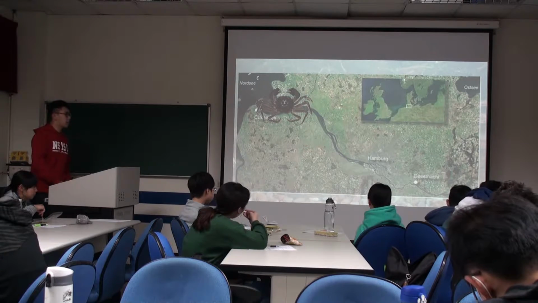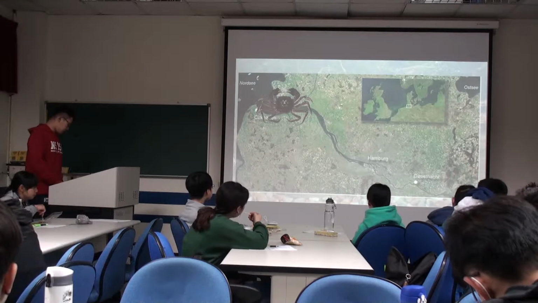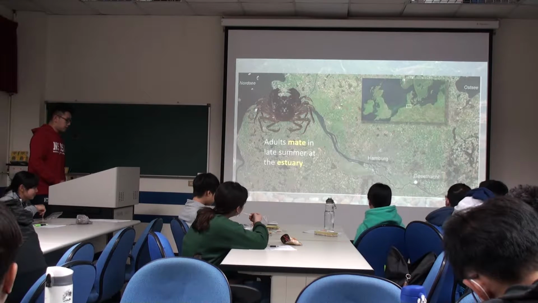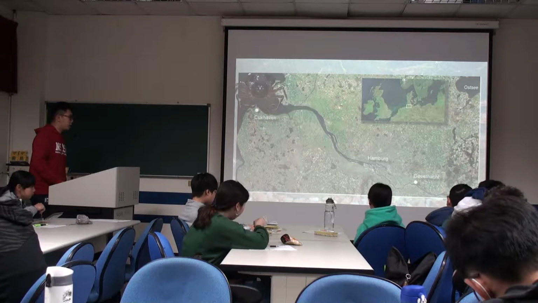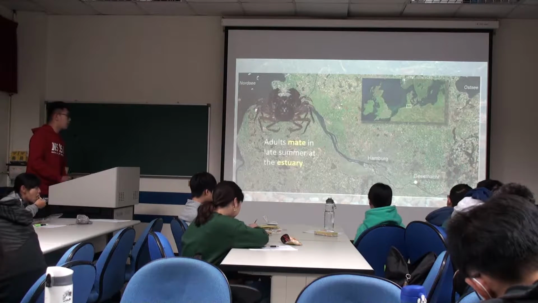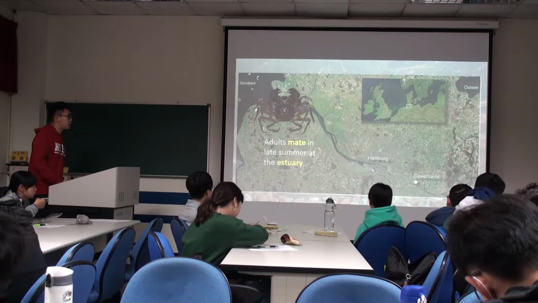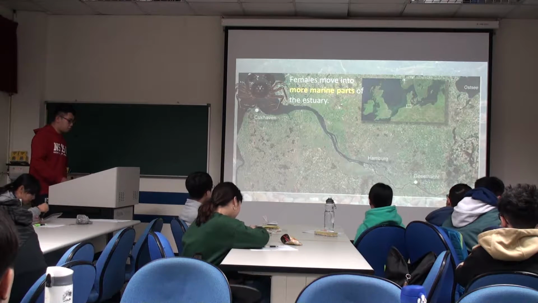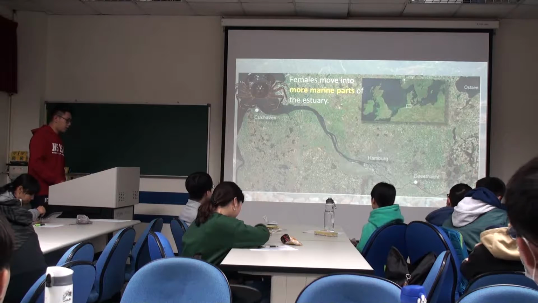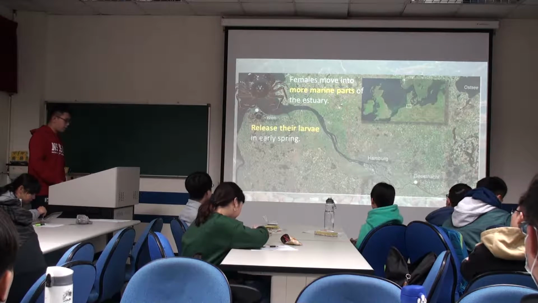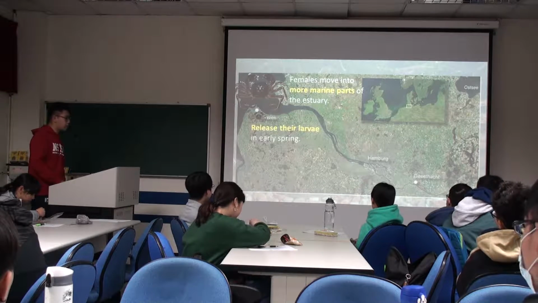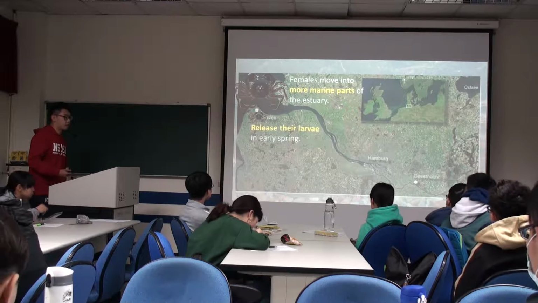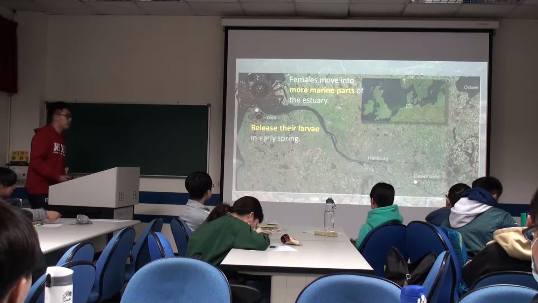I'm going to talk about the migration behavior of the crab. First, the adults will mate in the late summer at the estuary. Estuary means where the river and the marine exchange. And the females will move into more marine parts of the estuary and release their larvae in early spring. And please remember that crabs release their larvae, not spawning their eggs.